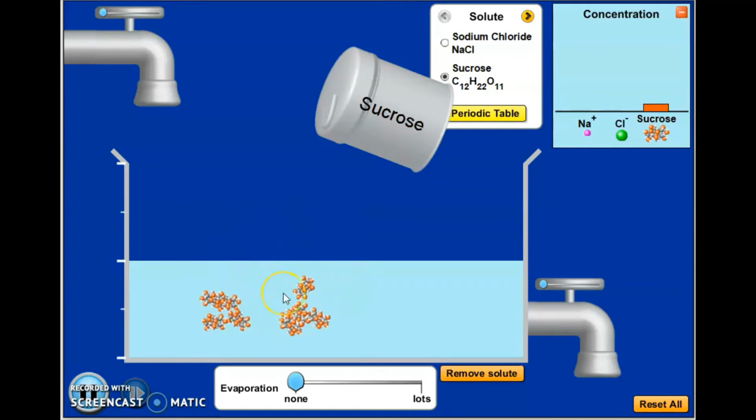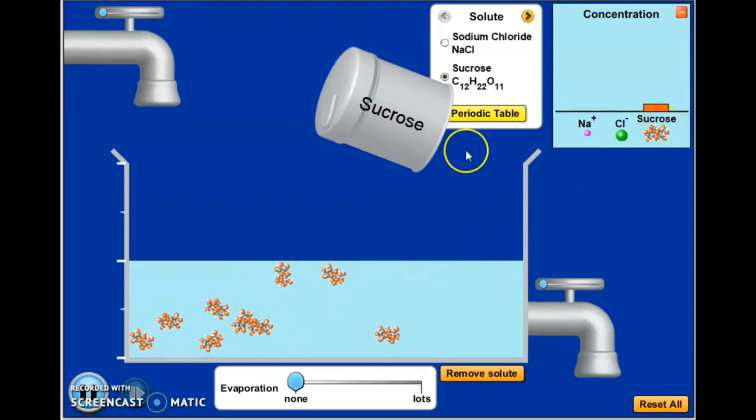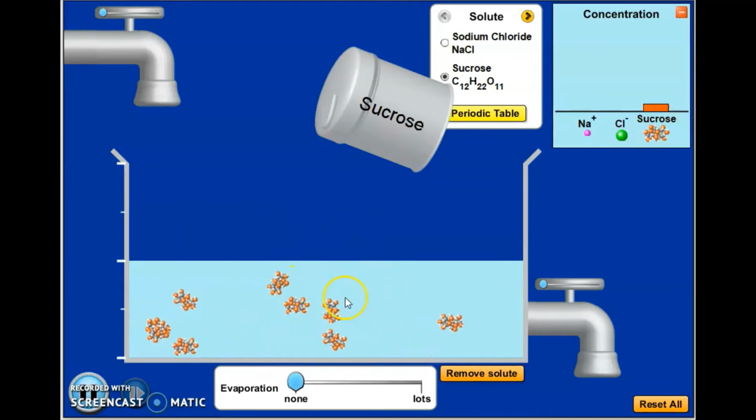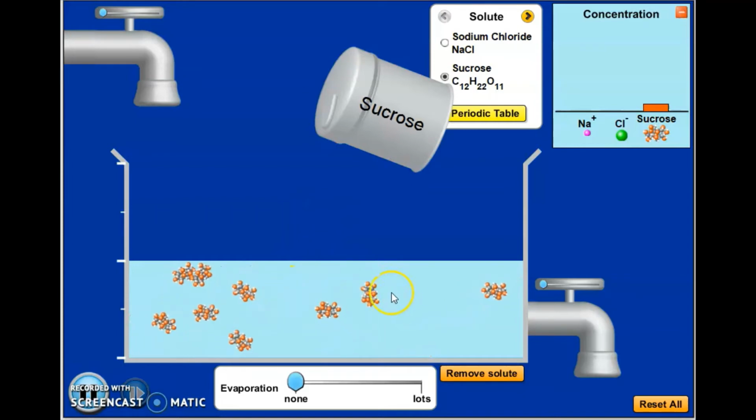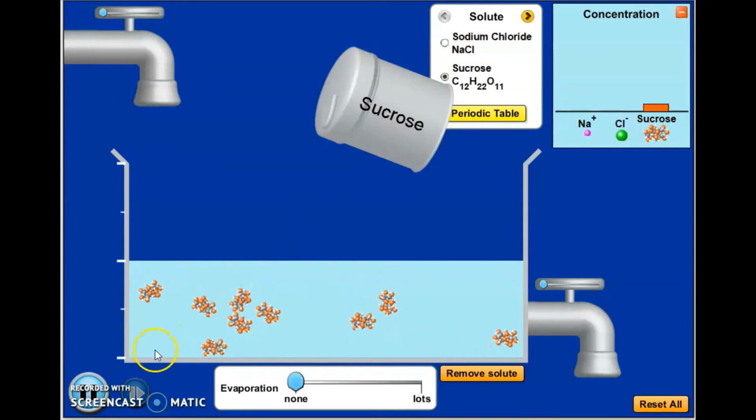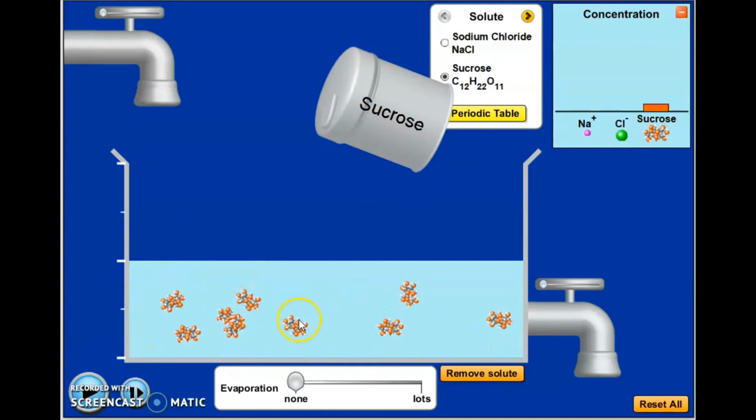Now, the sucrose molecules do move away from one another, right? But look, we had sucrose molecules when we added them, and now we still have sucrose molecules, right? So if I could pause this somehow, I actually can't. Okay, if I pause this and I look at one of these, this is one molecule of C12H22O11. Here's another one, here's another one, here's another one.